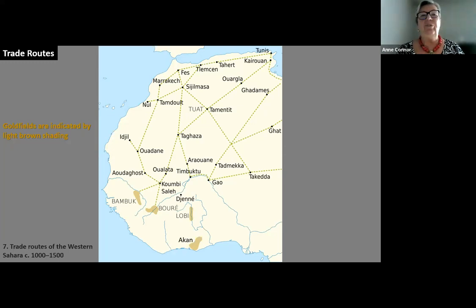So let's look at the first culture. Yes, and the gold fields in that kind of ochre color. On the map, you can see the places where they have a lot of gold. And that's what the Portuguese were after, and later on the British.